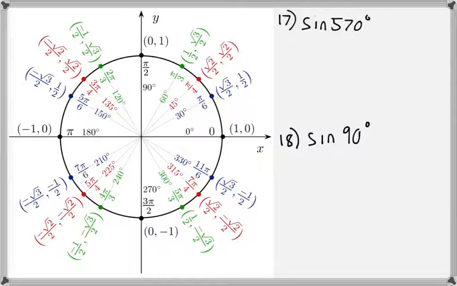Question number 17 wants us to find the sine of 570. Now 570 is too big for the unit circle, so I need to find a coterminal angle, meaning an equivalent angle.